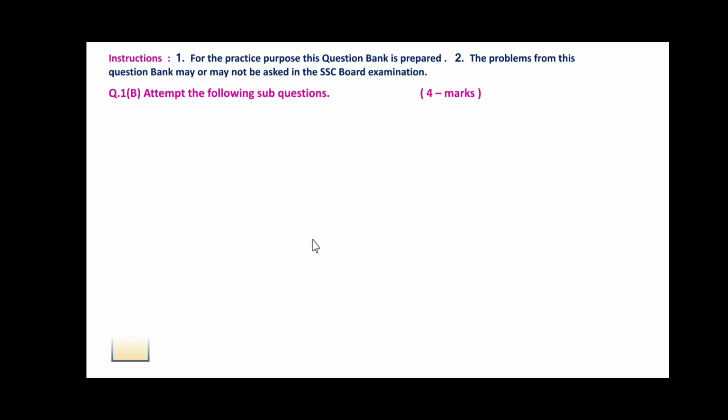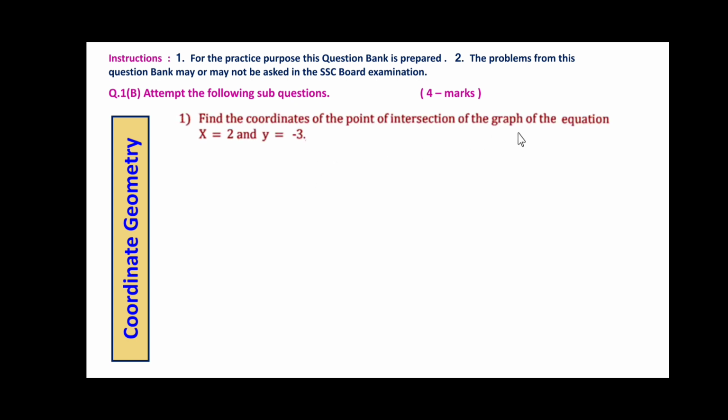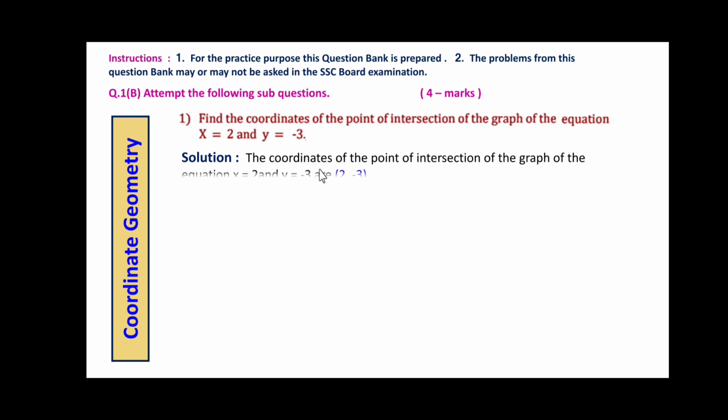So let us start with the topic coordinate geometry. The probable questions are like this. Number 1, find the coordinates of the point of intersection of the graphs of the equations x = 2 and y = -3. So friends, the answer for this is 2, -3.